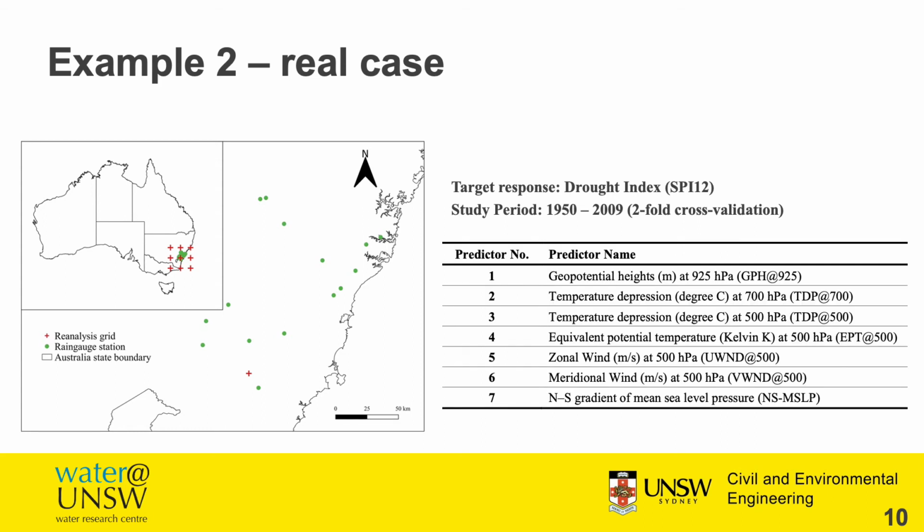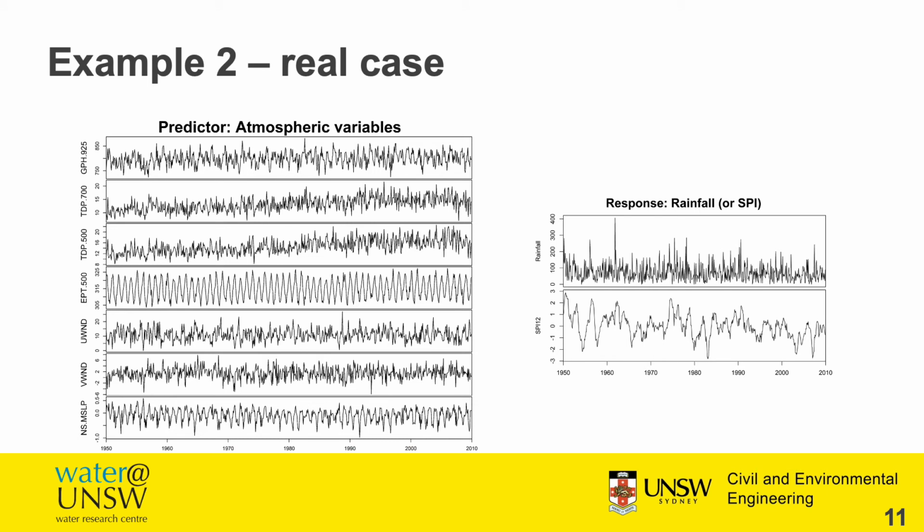The predictor variables used in this study include 7 large-scale atmospheric variables, and they are listed in the table here, including geopotential heights, temperature, wind, and pressure-related variables. A closer look at the predictors and response is given as well. On the left side are the 7 atmospheric variables, averaged over this region, while on the right side, it shows rainfall and rainfall-derived SPI at one sampled location.